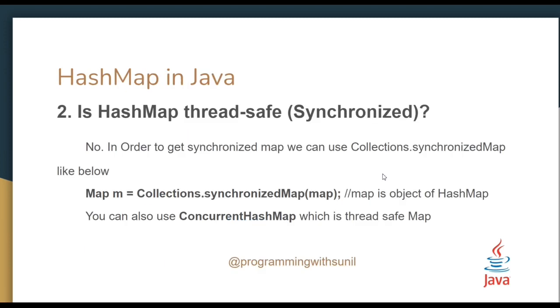Okay, so next question: is HashMap thread safe, that is, synchronized? No, it is not synchronized, but we can synchronize HashMap using Collections.synchronizedMap by passing the map object of the HashMap, and also we can use ConcurrentHashMap, which is already there, right? So we can use ConcurrentHashMap for thread safety. By default, HashMap is not thread safe.